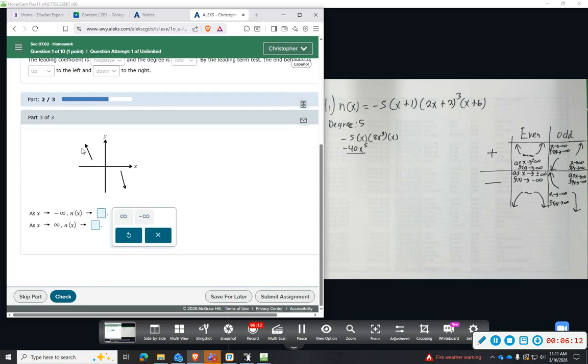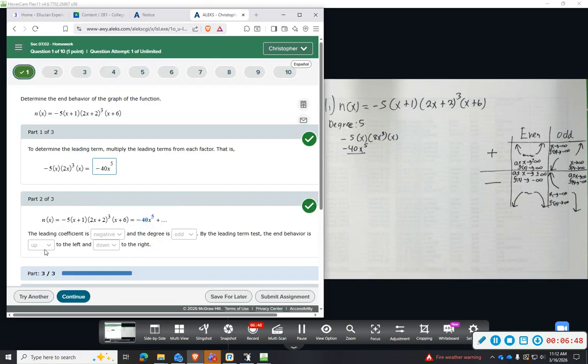And then part 3, this is the math text. It says as x goes to negative, so going to the left, the y value, okay, the n of x, whatever letter they use, is going to positive infinity. And then as we go to the right side of the graph, so as x goes to positive infinity, so we're going to the right, the y value is going down to negative infinity. Up on 1. And so that will give us our end behavior.